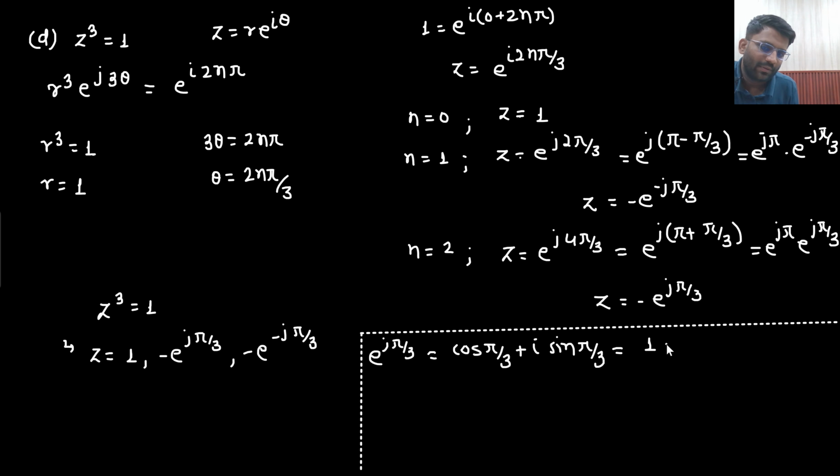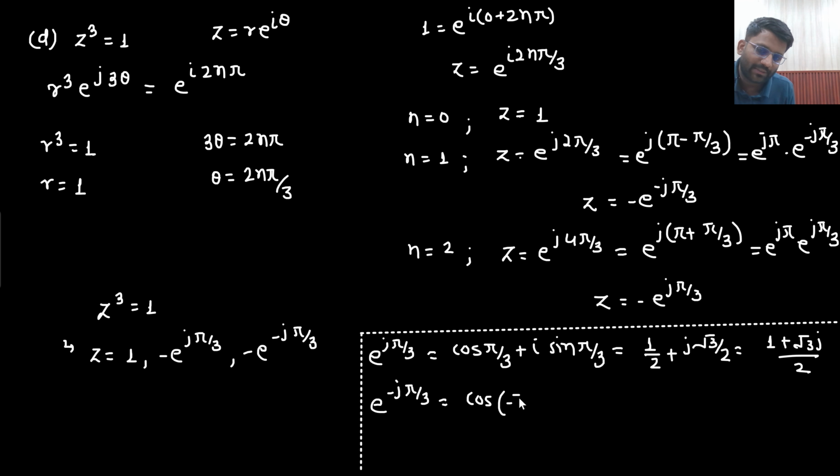1 by 2 plus j, what is sin pi by 3? Sin 60, that is under root 3 by 2. So it is coming out to be 1 plus under root 3j by 2. But the answer is minus e to the power j pi by 3. Remember it. Now what about e to the power minus j pi by 3? What will be the answer?